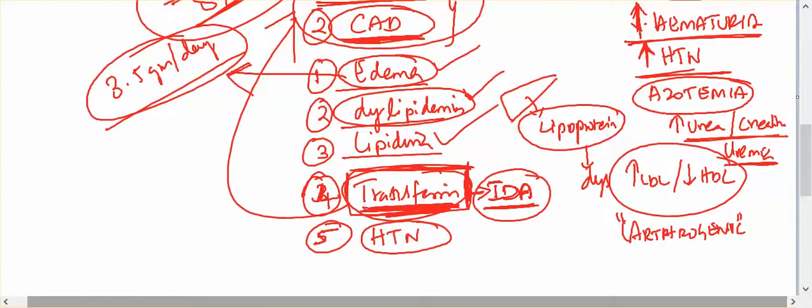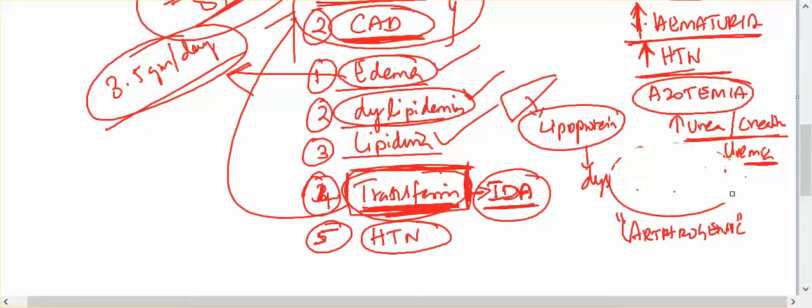Increase in LDL and decrease in HDL happens in the nephrotic syndrome. Hypertension, okay, so this all happens in nephritic syndrome.